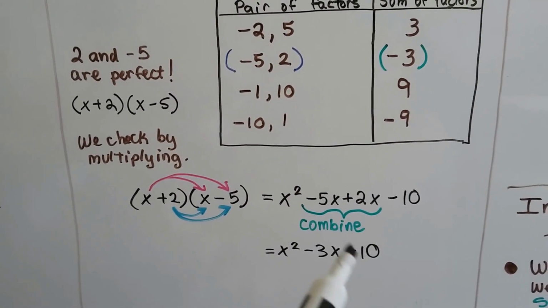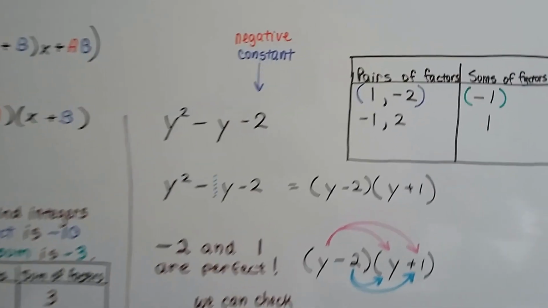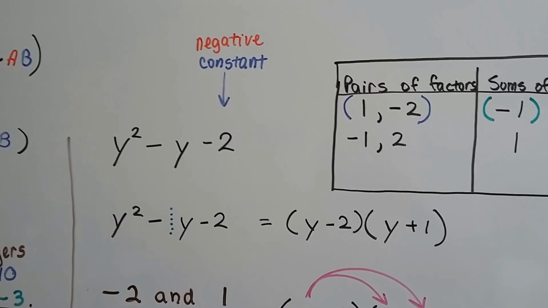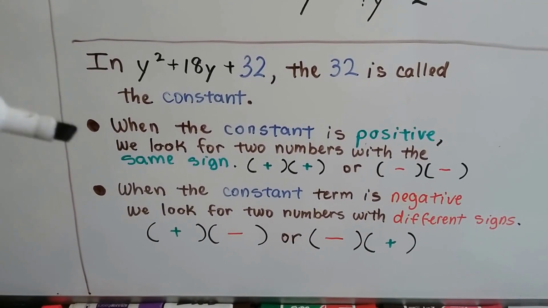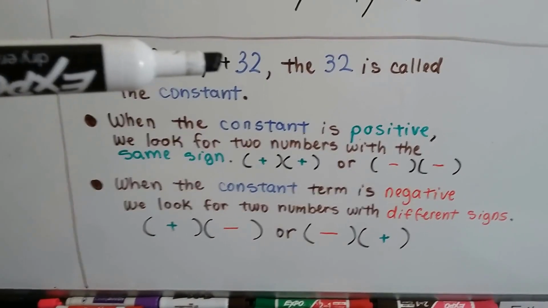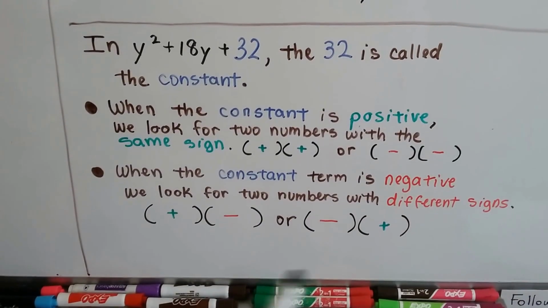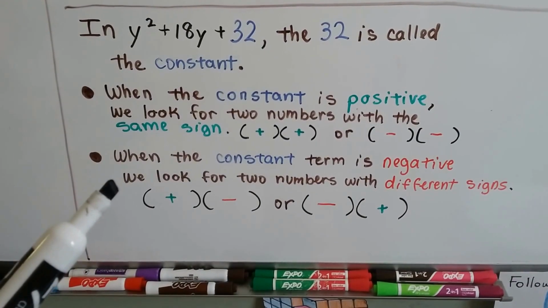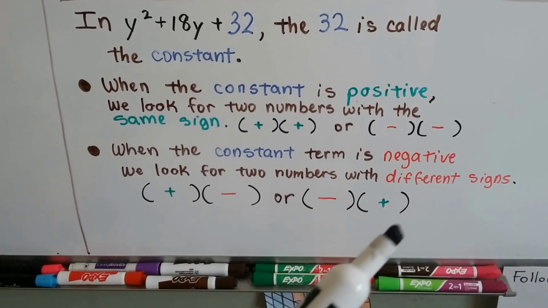See? Now pay attention to this minus 10. This negative 10 is a constant, okay? And this one has a negative 2 for a constant. See? It's got a negative constant. When that last term, that constant, when it's positive, we look for two numbers with the same sign. So whenever you see a plus sign here, it's either going to be a plus and a plus in the parentheses or a minus and a minus. If the constant term is negative, like the ones we've been doing, then we look for two numbers with different signs. So you'll see a plus in the first one and then a minus, or a minus in the first one and then a plus.